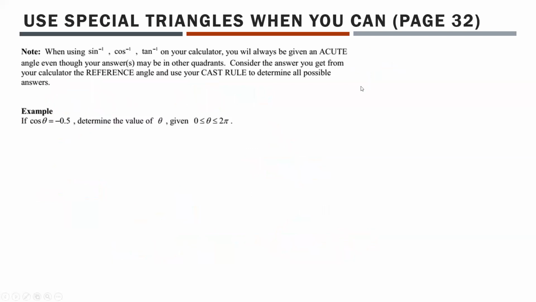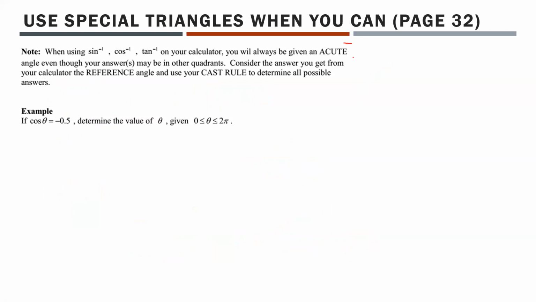So again, the title kind of says it all. Use special triangles when you can. If you don't have to use inverse trig, don't. Okay, I know inverse trig is pretty quick and easy and convenient, but if you don't have to use it, then don't, right? This next question is on page 32.